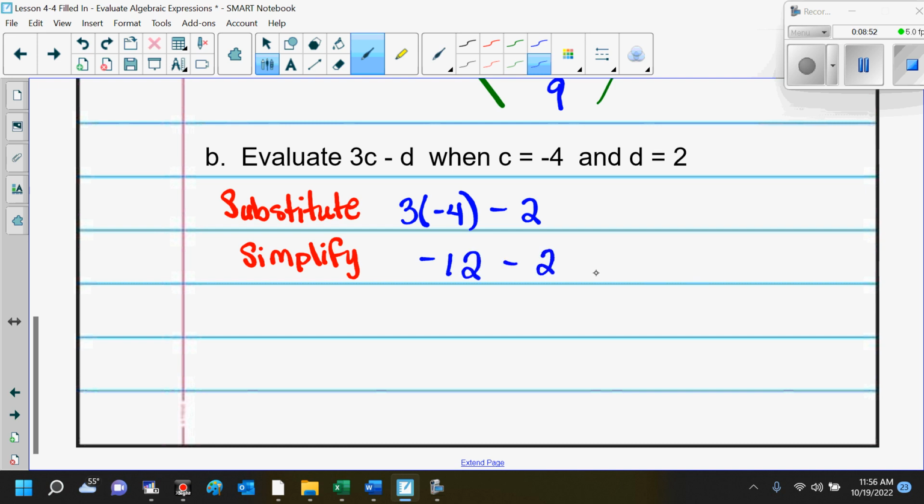-12 minus 2. Now, with subtraction, what is the rule? Now we're going to keep change. So we're going to add the opposite. So negative plus a negative is a negative. You add the digits and keep the same sign, right? So -12 plus -2 is, very good, -14. So if you got the other number that you guys were saying, it's because you need to make sure you follow your integer rules.